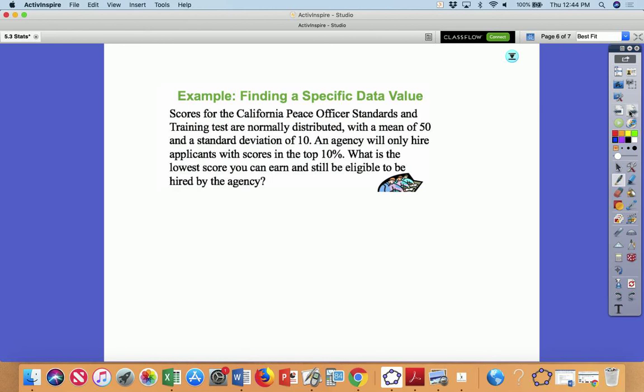Okay, so now we're talking about scores for a California Police Officer Standards and Training Test that is normally distributed with a mean of 50 and a standard deviation of 10. It says an agency will only hire applicants with scores in the top 10%. So what's the lowest score you can earn and still be eligible to be hired by the agency? Do you think that the cutoff score is going to be above 50 or below 50? It's going to be above 50, right? So the question is how much?